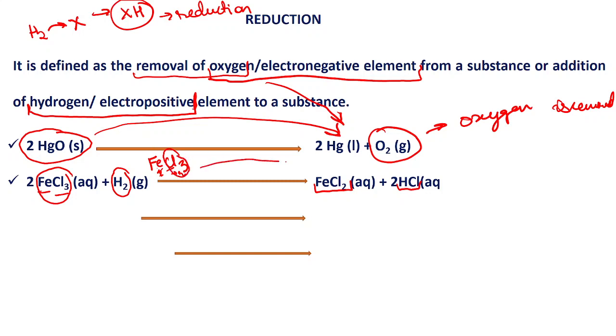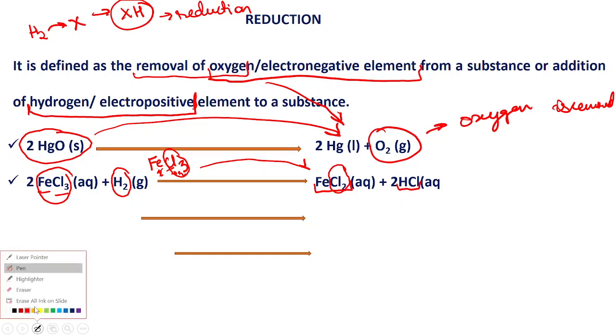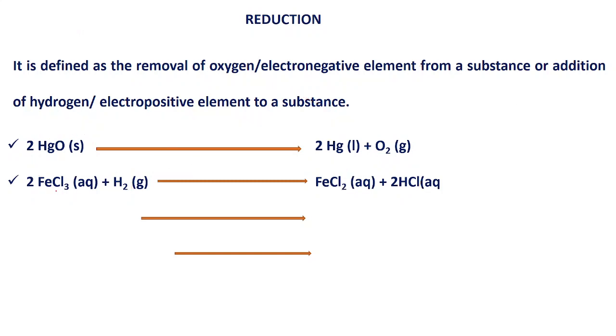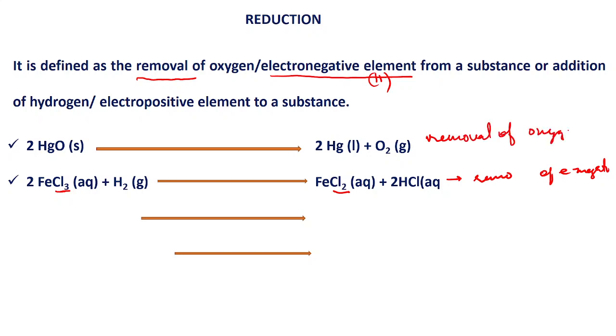Now in the product phase, one of the chlorine atoms has left the iron atom. There is a removal of an electronegative element. Earlier I had Cl3 and now I have Cl2. So according to the definition, removal of an electronegative element has happened in the second reaction. Here, removal of oxygen is there.